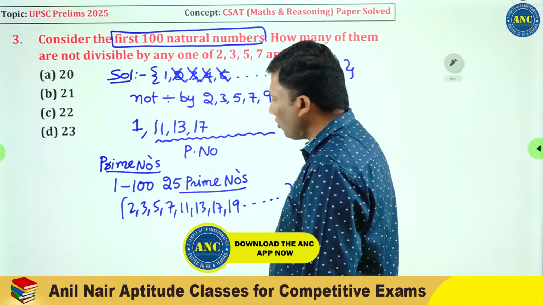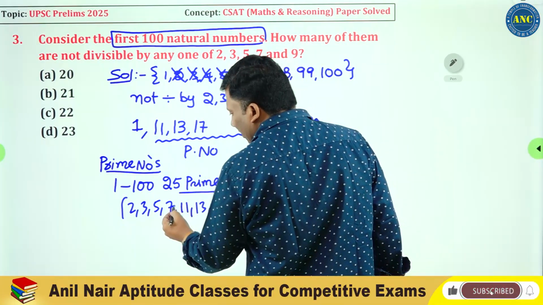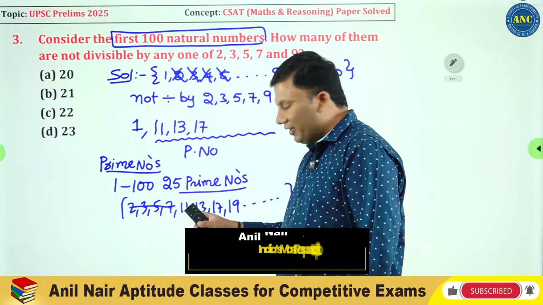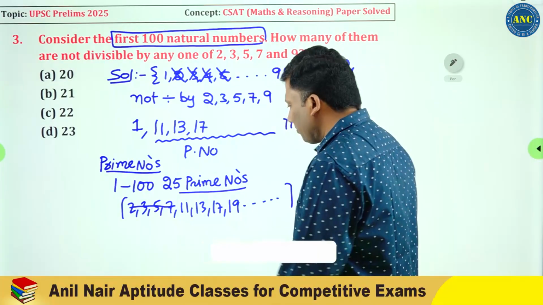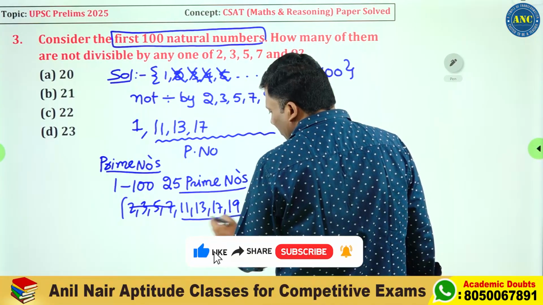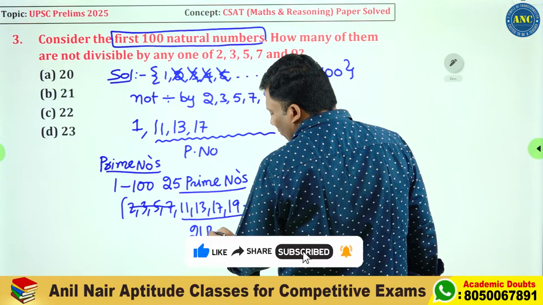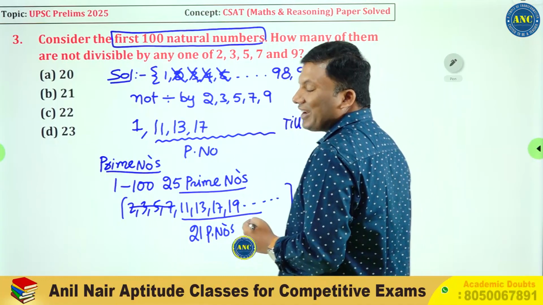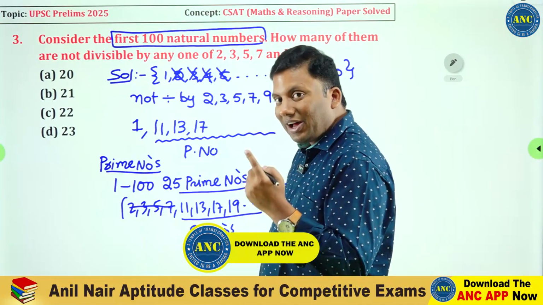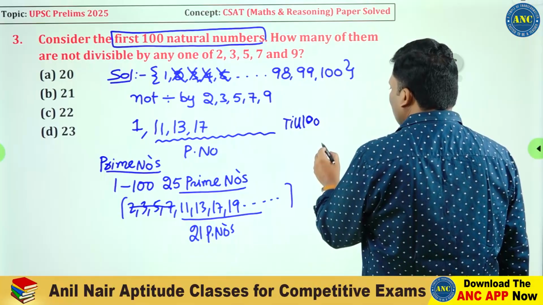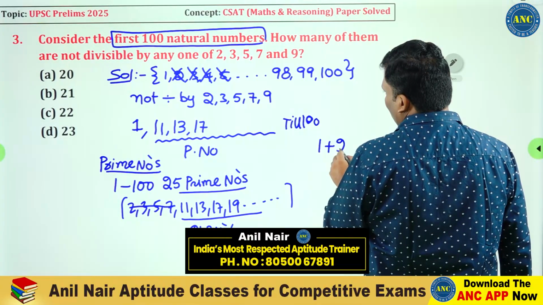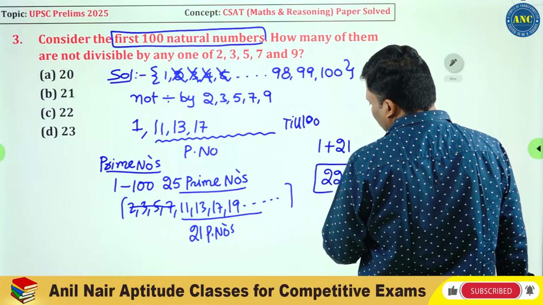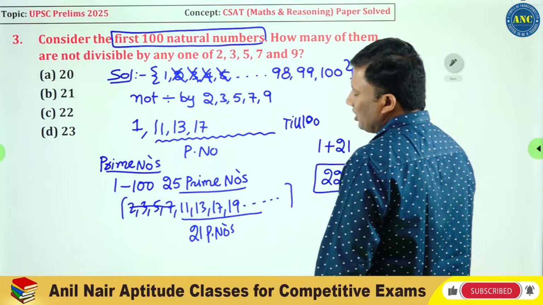So, from where should we start? 11. That means these 4 should be eliminated. Out of 25, we should start from 11, so the remaining 21 prime numbers are there. And there is one more number which is neither prime nor composite. That also we need to add: 1 plus 21. The answer for this question is 22.